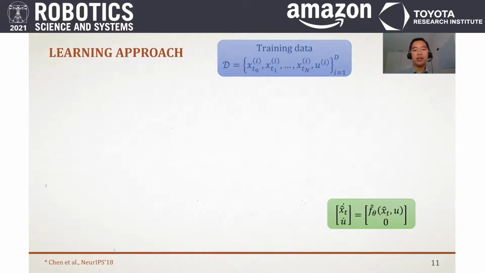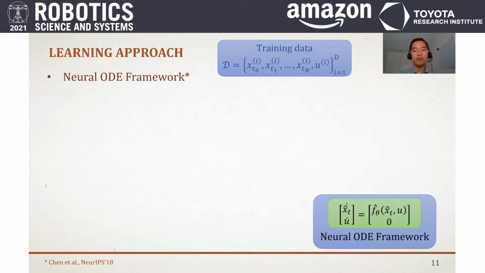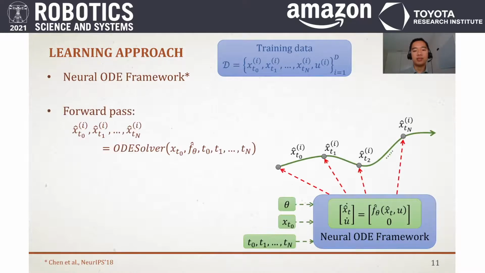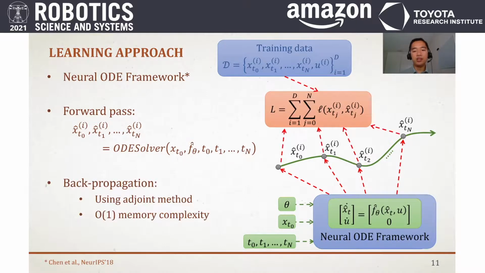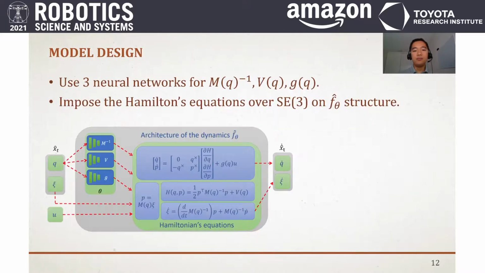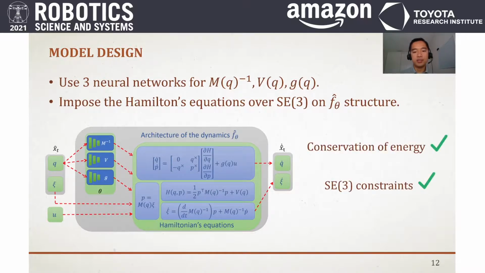Our dynamics learning approach is to place the approximated function f hat in a neural ODE framework, and then we can roll out the state trajectory using an ODE solver. The gradient of the loss function is then backpropagated using an efficient adjoint method. Now the idea is to use three neural networks for three unknowns m, v, and g, and then we're going to impose the Hamilton's equations on the architecture of f hat. By construction, we guarantee energy conservation and the SE3 constraints.